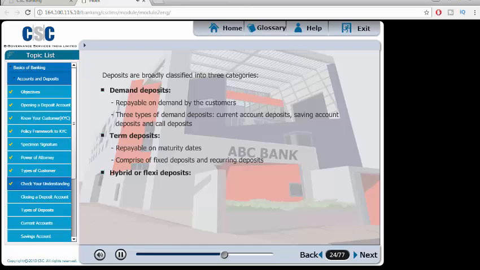Hybrid or flexi deposits combine the features of demand and term deposits. These deposits have been introduced in recent times by some banks to meet customers' financial needs and convenience and are known by different names in different banks.